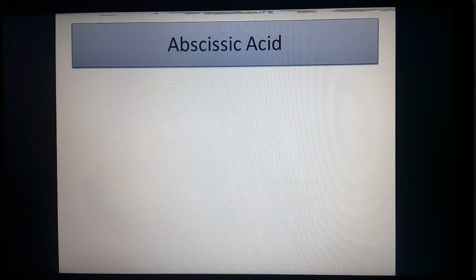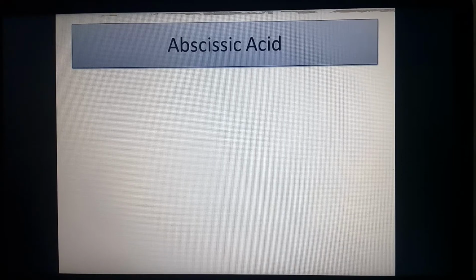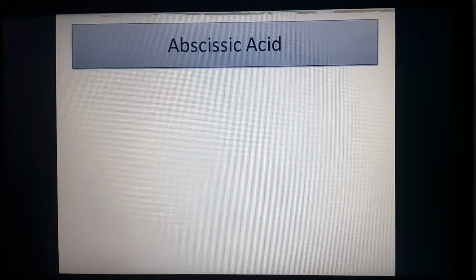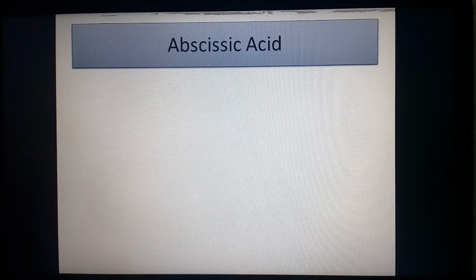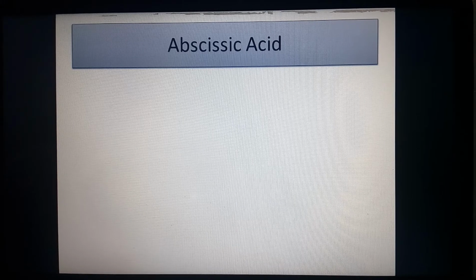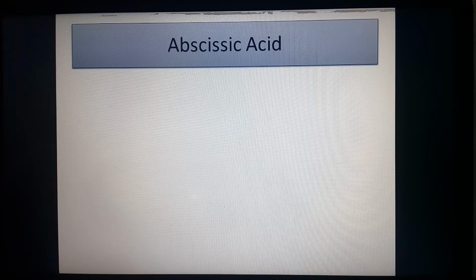Plant growth. In this topic, plant growth, we have discussed the 4 different phytohormones: first, auxin, second, gibberellic acid, third, ethylene, and fourth, cytokinin. Out of these, auxin, gibberellic acid and cytokinin are the growth promoters. Ethylene is a growth inhibitor.